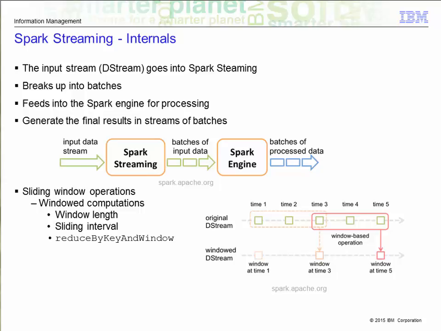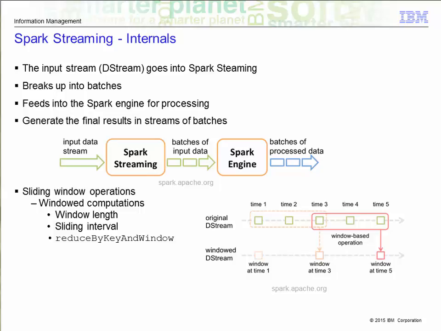There are two parameters for a sliding window. The window length is the duration of the window, and the sliding interval is the interval in which the window operation is performed. Both of these must be multiples of the batch interval of the source DStream. In the diagram, the window length is 3 and the sliding interval is 2.